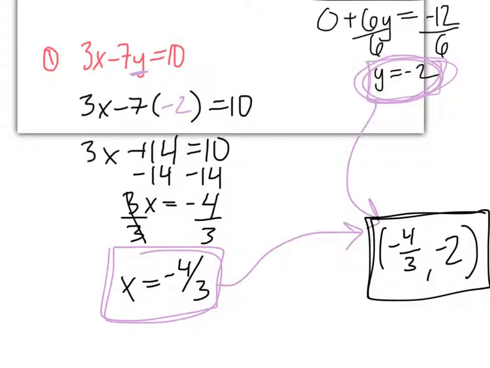Remember, the final step would always be to plug those in and check your work in both equations. In other words, these two lines are going to intersect at x equals -4 over 3 and y equals -2.